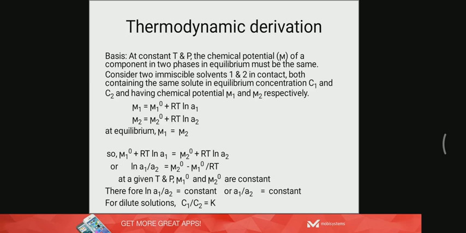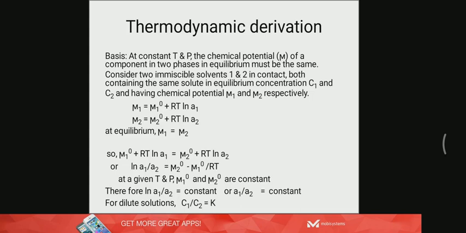Now, thermodynamic derivation of Nernst law. Like the phase rule derivation, this is also based on the same key point coming from thermodynamics. What is it? At constant temperature and pressure, the chemical potential of a component in two phases in equilibrium must be the same. That is the point on which the derivation is based.